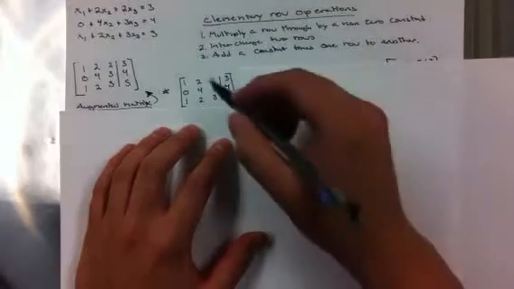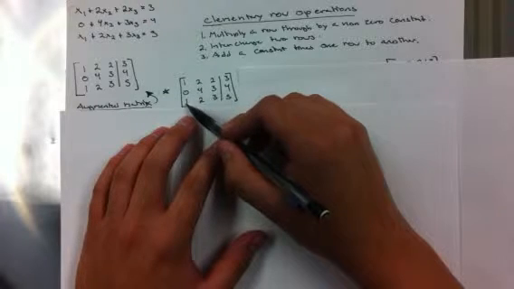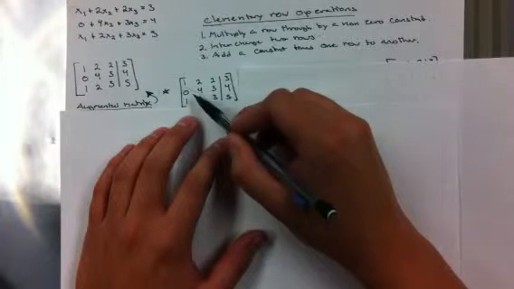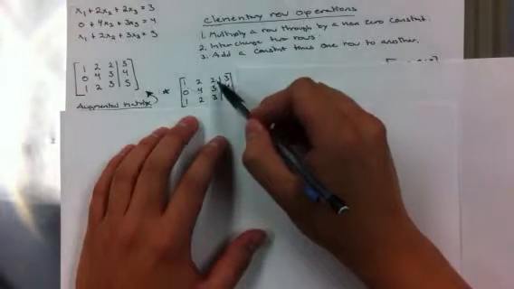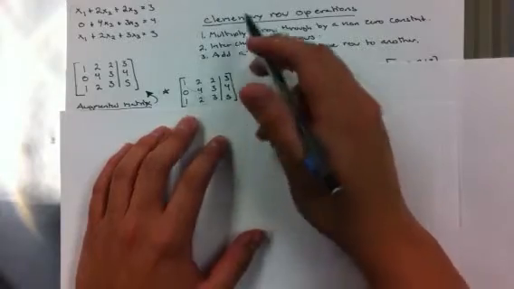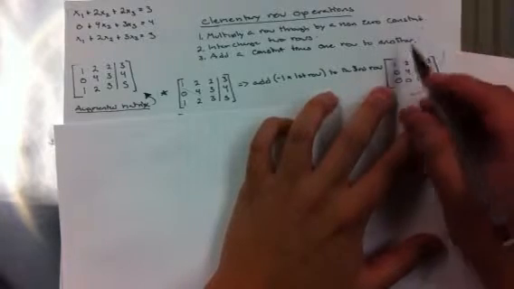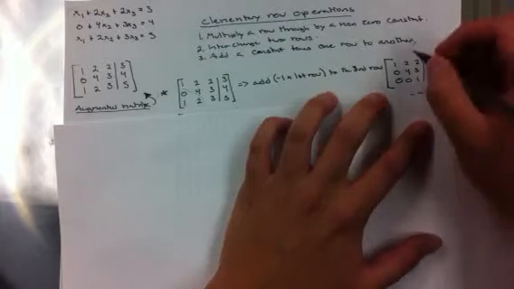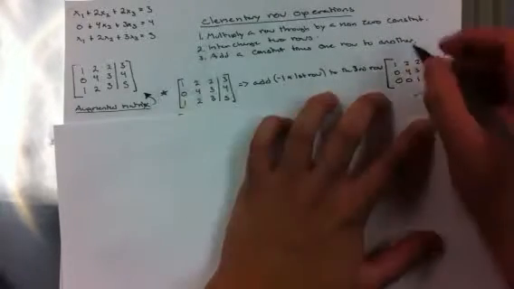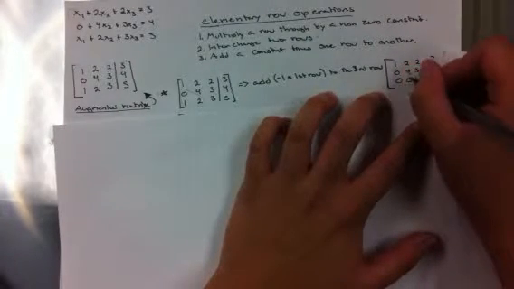So in this case, if we look here, since we already have a leading one here and we want these to be zeros first, we have to multiply this top row by -1 and add it to this bottom row. When we do that, we get this augmented matrix now.